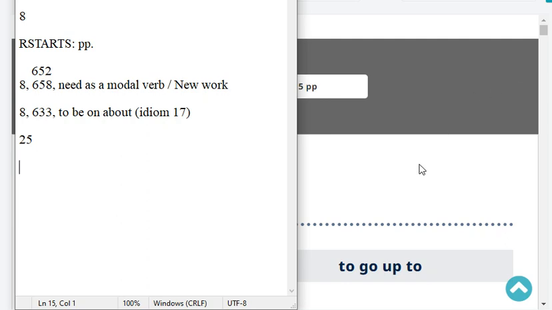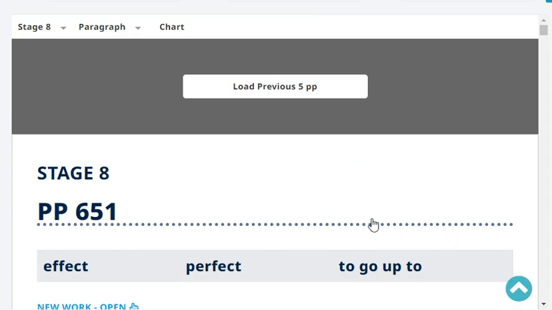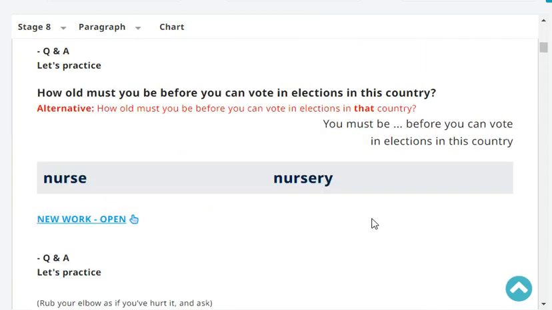We are at stage 8, paragraph page 658. And our last head word was need as a modal verb, new work type of lesson. Okay, so let's start with revision. Ready?